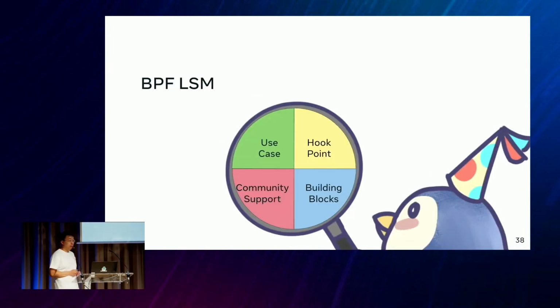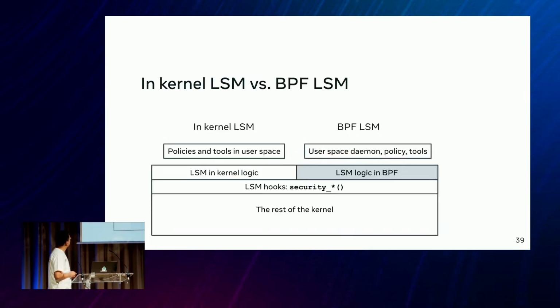Okay, what's the API for BPF LSM? So the design is like this. For in-kernel LSM, there is a lot of logic in the kernel, and there are policies and tools to support it in user space. But for BPF LSM, we replace all this in-kernel logic with BPF programs. Of course, we still need this hook, and everything just hooks here. And then we have user space policies and tools. Sometimes you want a daemon to own all your BPF programs, sometimes you do not. There are other ways to have a daemon-less solution as well.